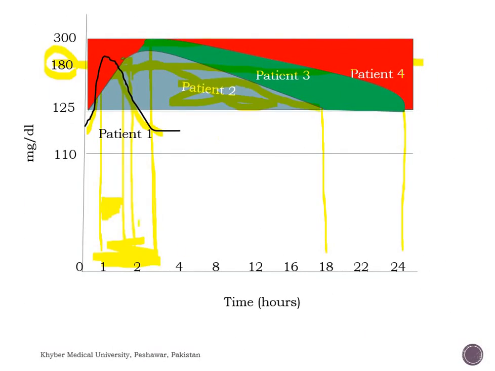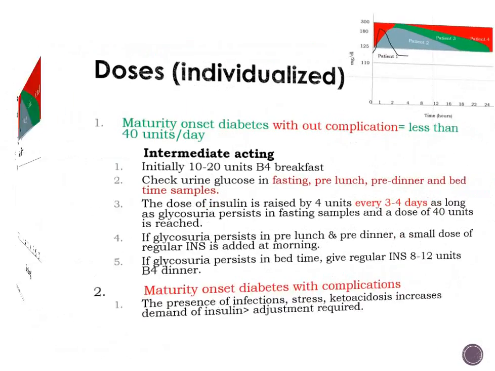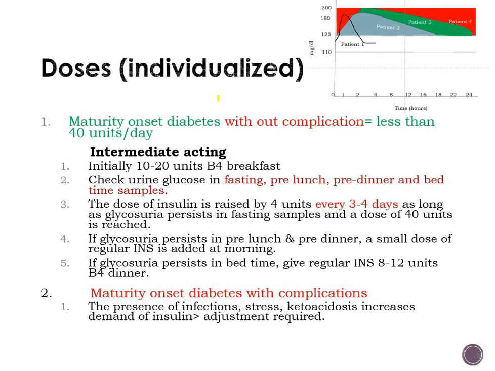Now I hope you understand which particular insulin preparation will be suitable for which particular patients. So this will make your knowledge more sound for rational selection of insulins. Now regarding the doses, I have placed this for your better understanding. This is the same previous graph here. This individualized dosing is for diabetes without complications, and the dose should be less than 40 units per day.